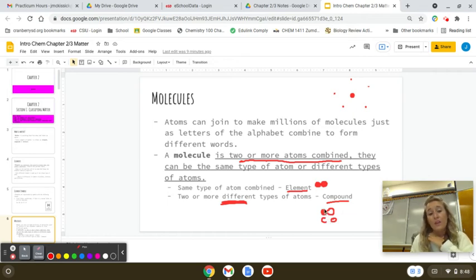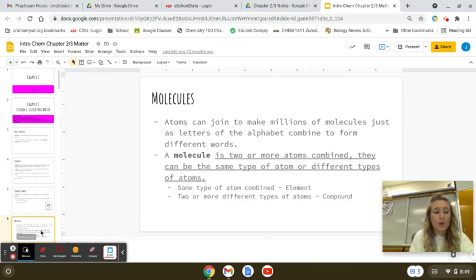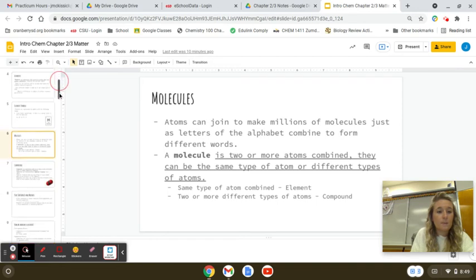You can think about this like letters in our alphabet. We have 26 letters in the alphabet, and we can make tons of different words with those letters. We have 118 different elements, and think about the number of combinations you can make with that. So there's tons of millions of different types of molecules that you can look at. Okay, so let's see.